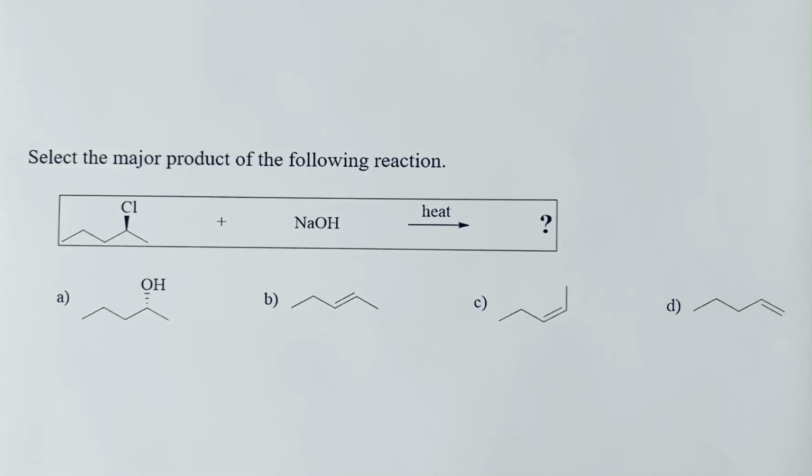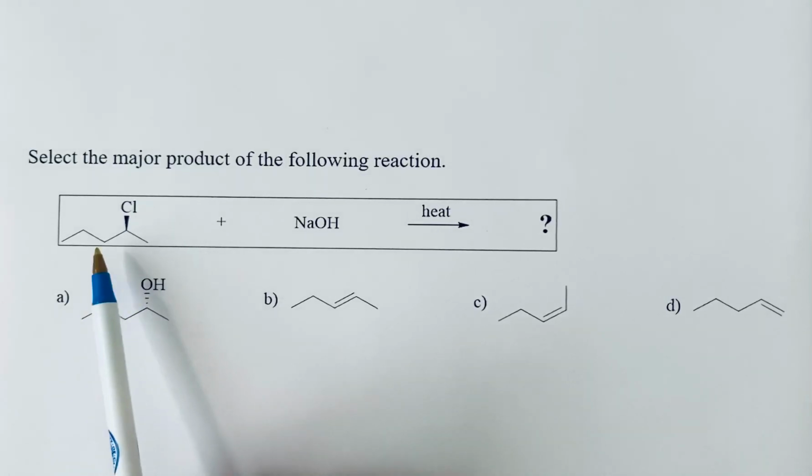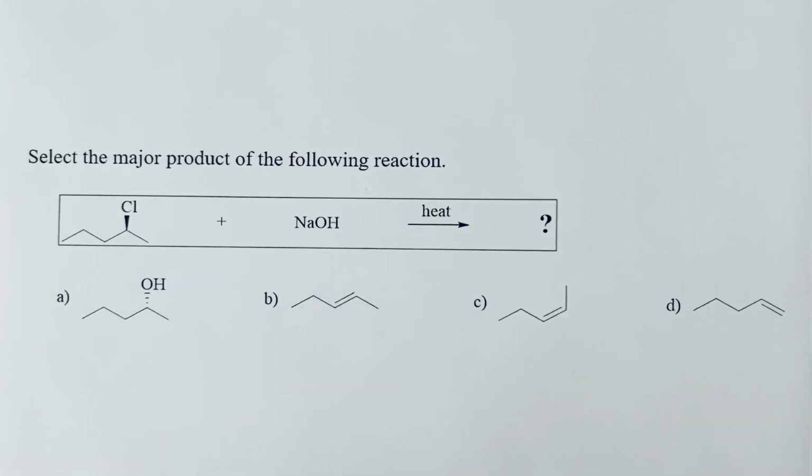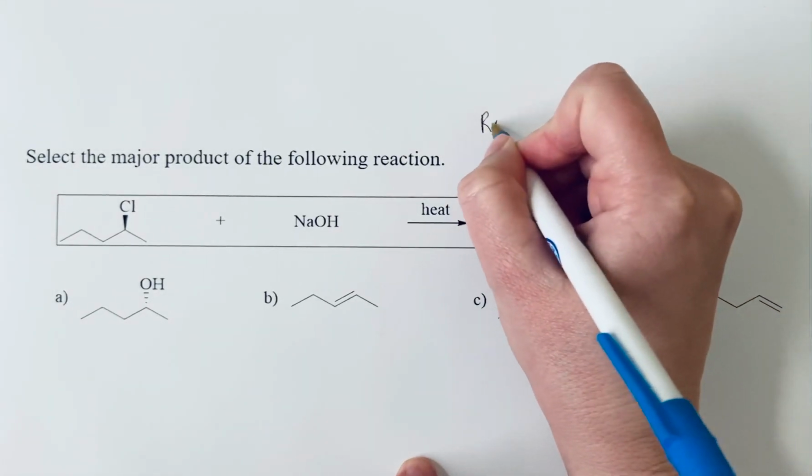Select the major product of the following reaction. If we look at this reaction, we're starting with an alkyl halide and we're treating it with a base. And the sodium hydroxide we know could also be a nucleophile. So we need to first figure out what the reaction pathway is going to be.